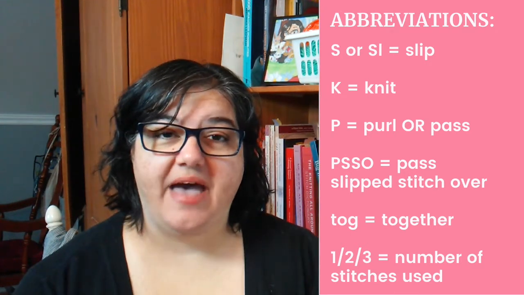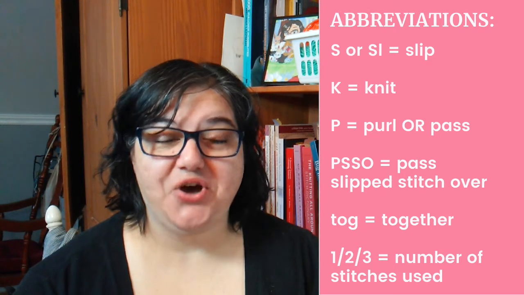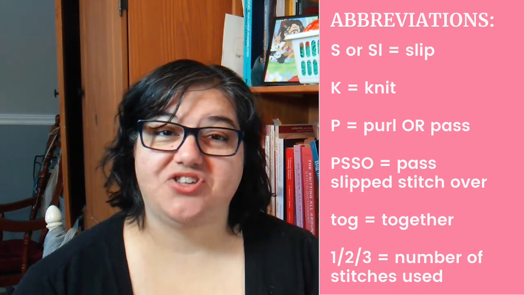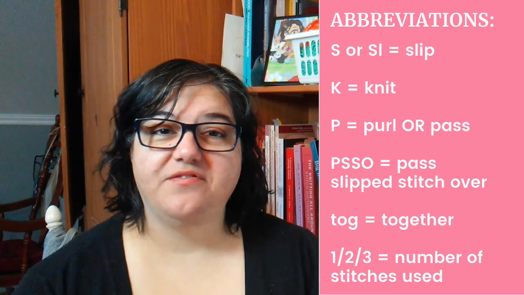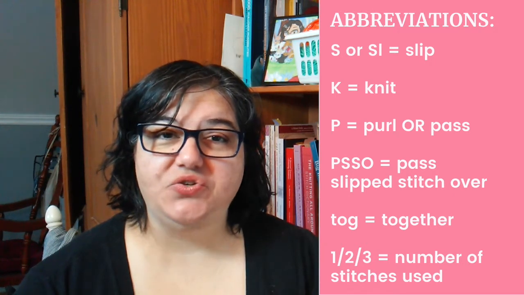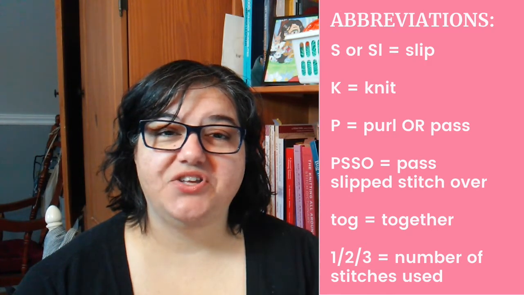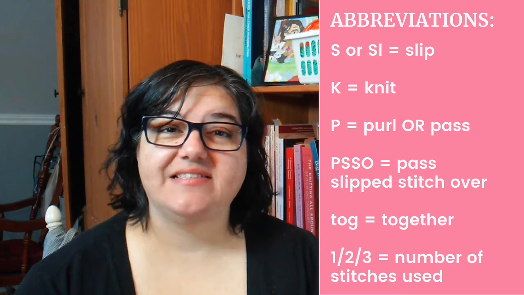And along with pass, we also have PSSO, which means pass slip stitch over. And of course, there's TOG, which means together. And then, of course, there are numbers. 1, 2, 3. If you see a number in there, that's telling you how many stitches are involved in that step of the decrease. Once you understand what each of those abbreviations mean, you can start applying them to the decreases.